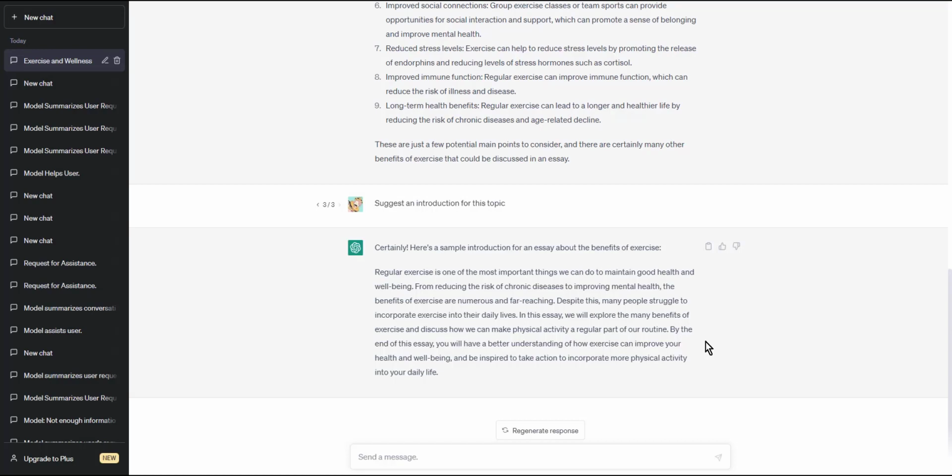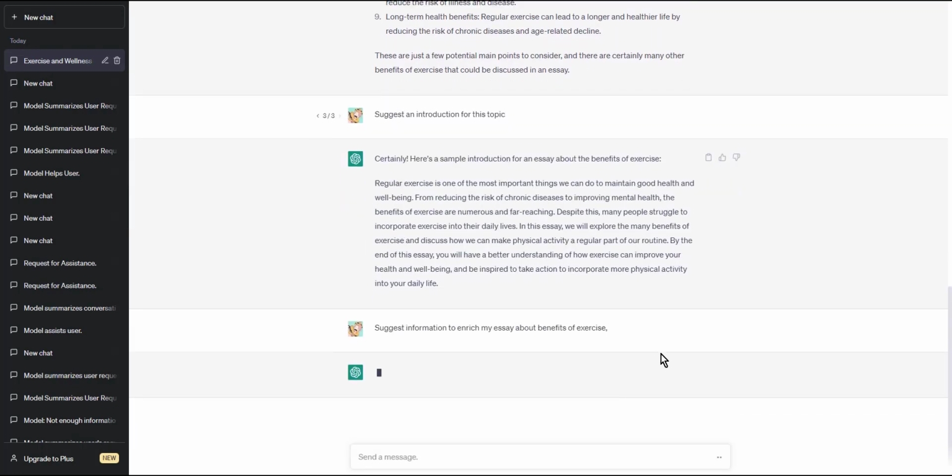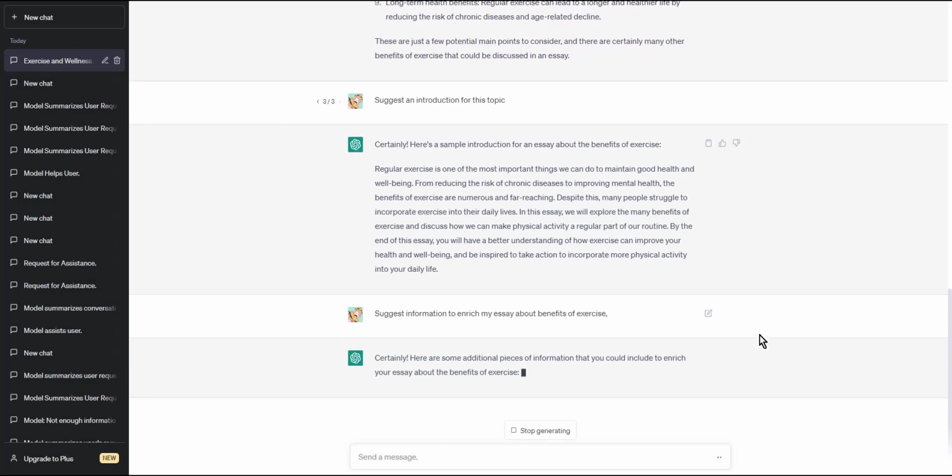"It's no secret that exercise is good for you, but did you know that it can improve not only your physical health, but also your mental well-being?" or "In today's fast-paced world, it's more important than ever to take care of our bodies and minds. One way to do that is through regular exercise."